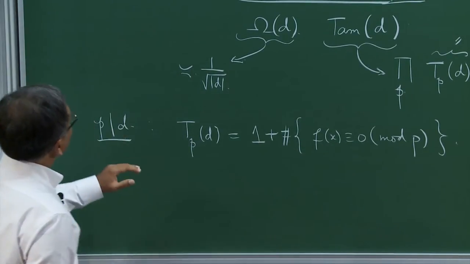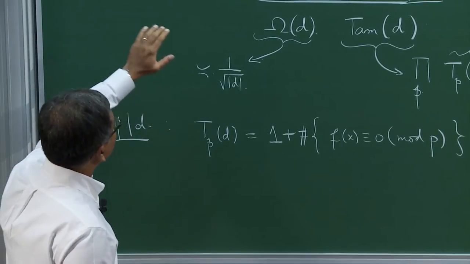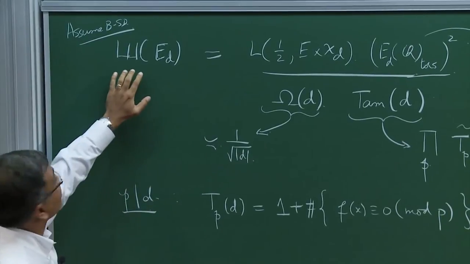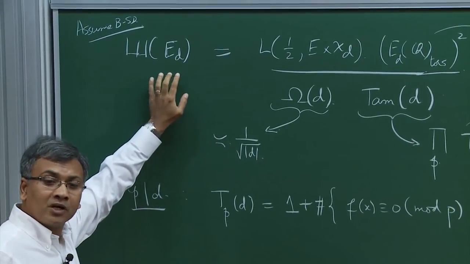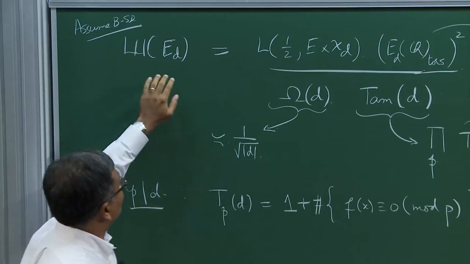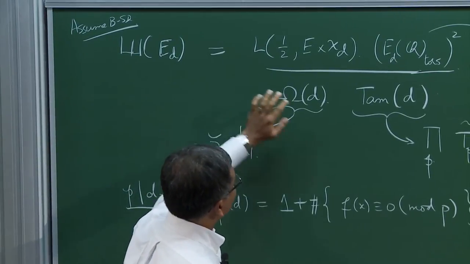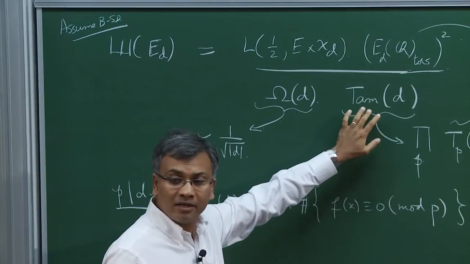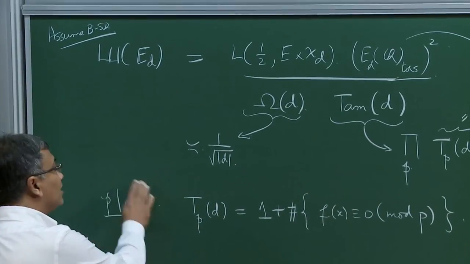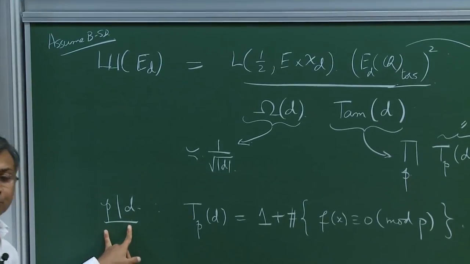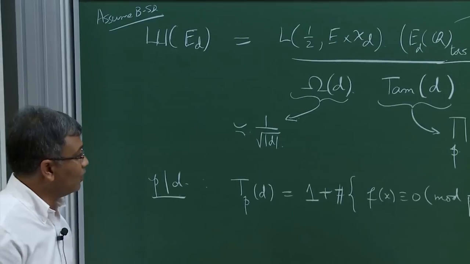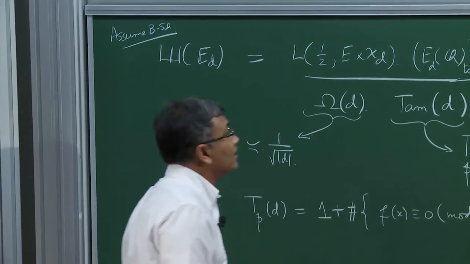Now you can see that the conjecture of Keating and Snaith on log normality of this should be translated to a conjecture on the log normality of Sha, as you vary in this family of quadratic twists. So everything is easy except for this Tamagawa factor. And the Tamagawa factor is not so hard because it only depends in a nice way on the primes that divide D. Okay?